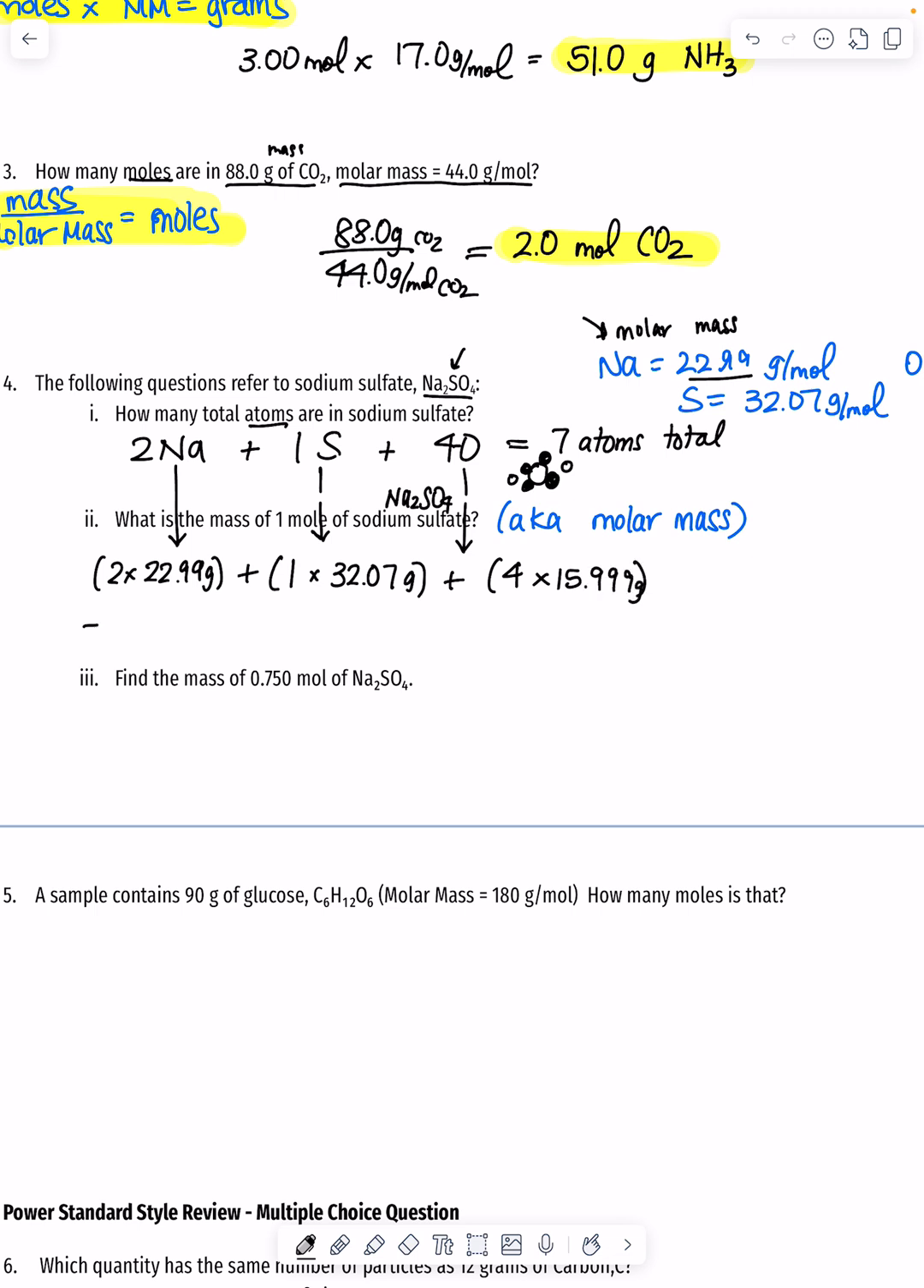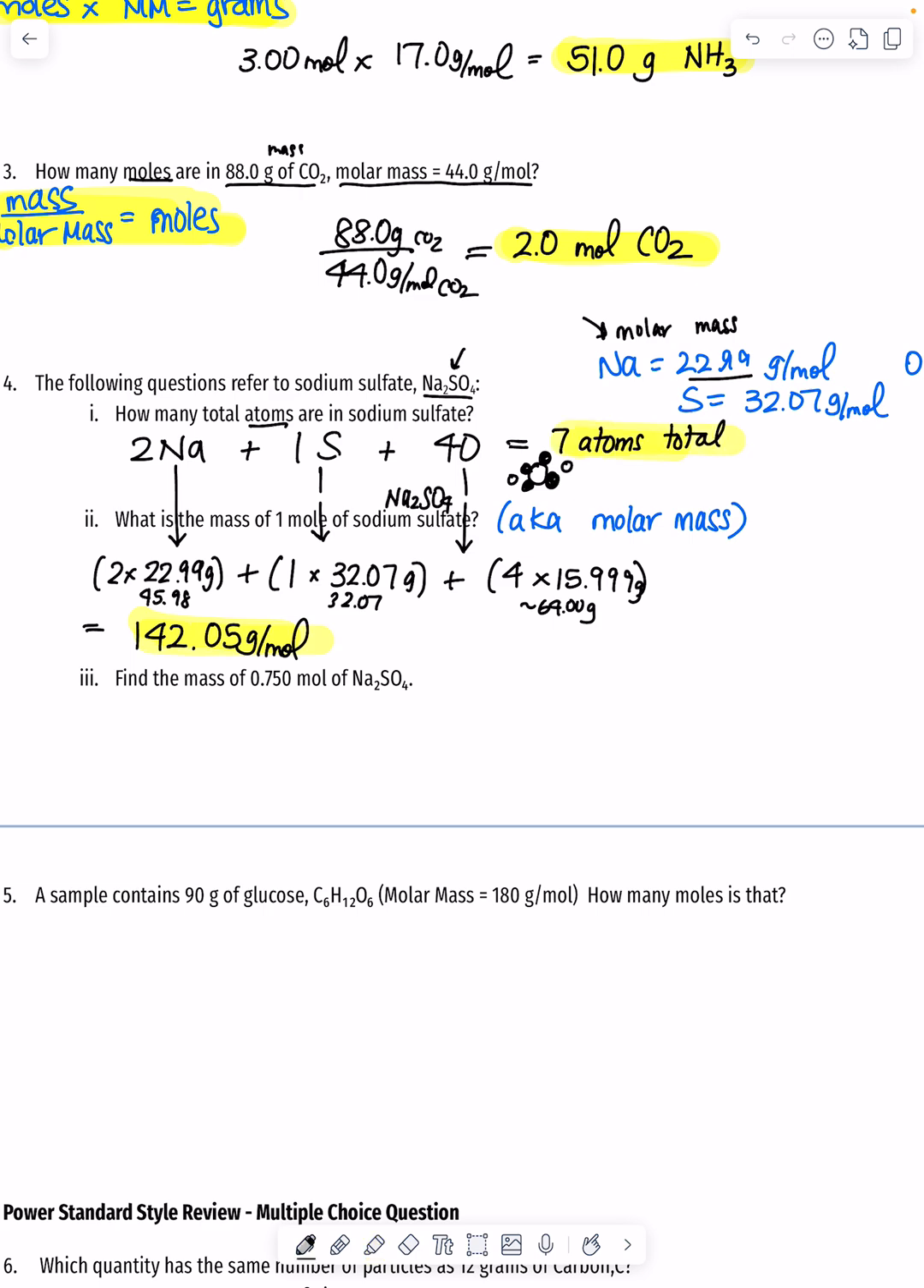If I add up all of these masses, 2 times 22.99 is about 45.98. I've got 1 of the 32.07. 4 times 15.999 is about 64 grams. Adding them all together, I get a molar mass of 142.05 grams per mole. Final answer.